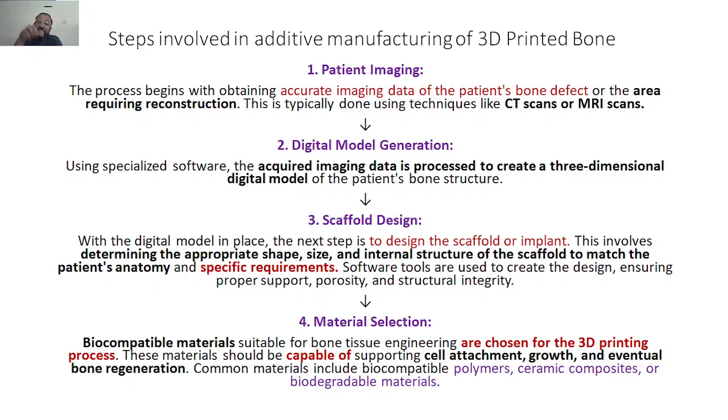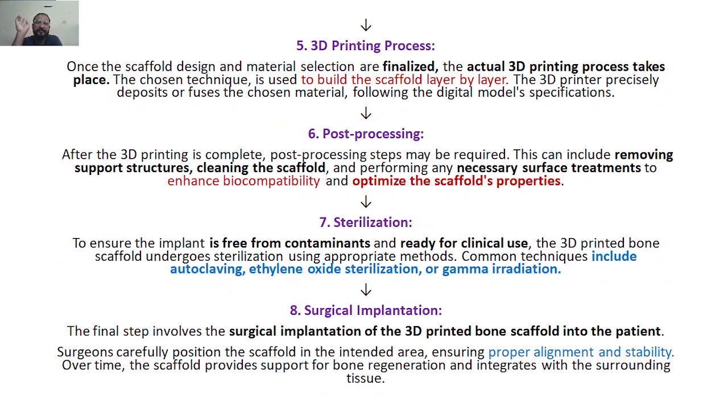Third, scaffold design. You make a design and then the material is selected. You have to select the materials you want to print; they should be biocompatible for these applications. It should provide cell attachment and growth, and eventually bone regeneration. And the fifth step is the 3D printing process, which starts here. It depends on which technique should be used based on the materials, but it should be layer by layer since it is an additive approach.